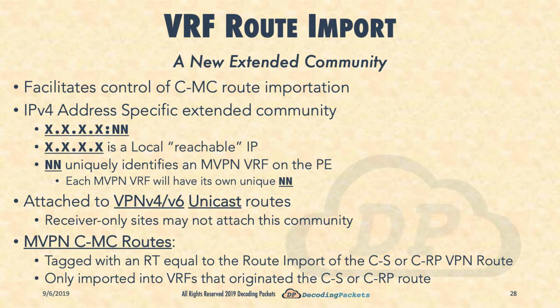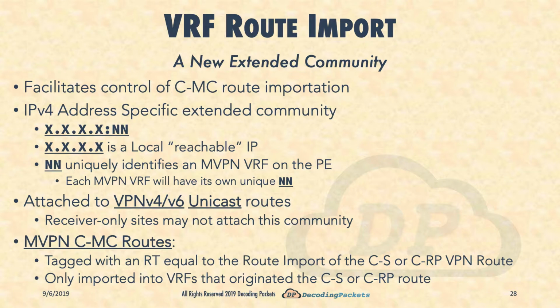So what's the point of that? Here's one cryptic clue that I can give you. Sites or MVPN sites that have been configured as receiver only do not, in fact, they must not attach this community. This will become important in a second here, so do ponder upon why that might be. So that is how the route import community is distributed or advertised with the VPN v4 and VPN v6 unicast routes, but that is not how it is used.